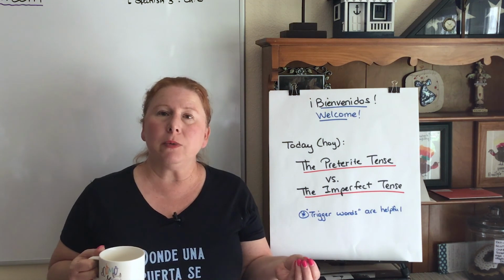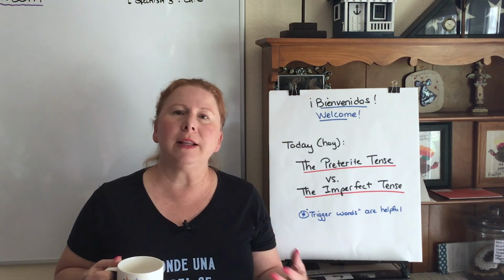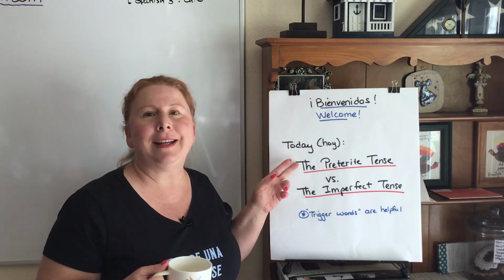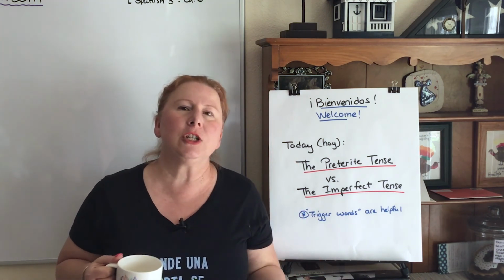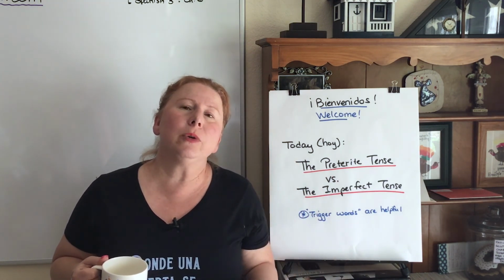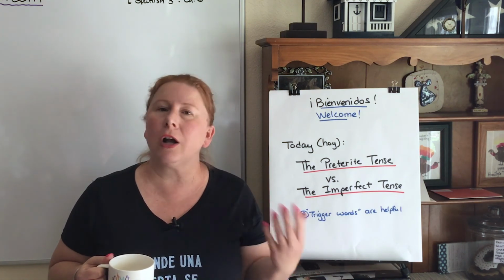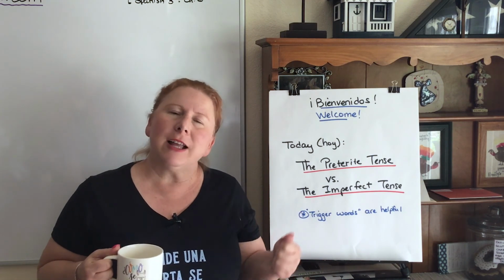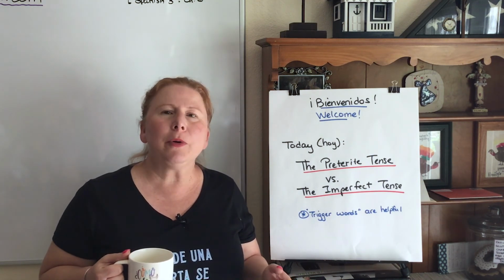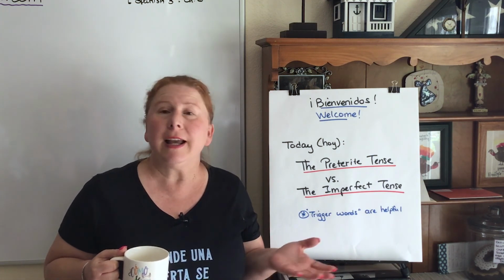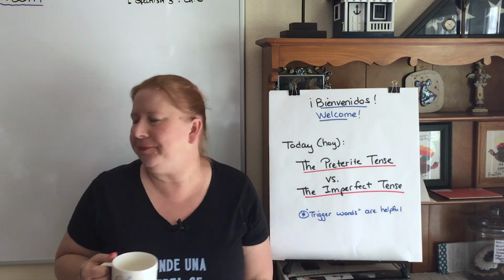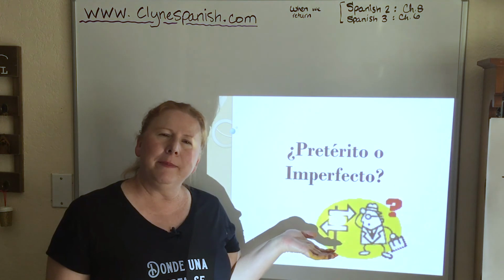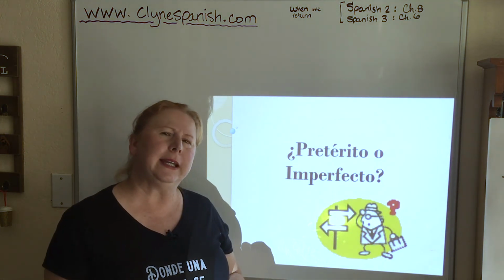In Spanish 3, when we start learning about the imperfect subjunctive, we realized how important it is to really know the conjugations for the preterite, since that's where we start our conjugation base or our stem. But for today, let's just focus on the regular preterite versus the imperfect, and I hope this helps. So today we're going to talk about pretérito o imperfecto. Which one do we need?